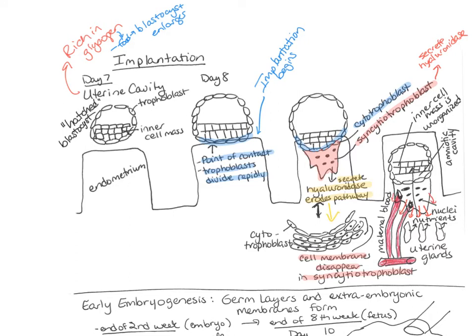The maternal cells repair the surface and surround the syncytiotrophoblast. The syncytiotrophoblast continues to enlarge. Erosion of the uterine glands release nutrients for the syncytiotrophoblast. The nutrients diffuse to the inner cell mass. This provides nutrients for the growing embryo.